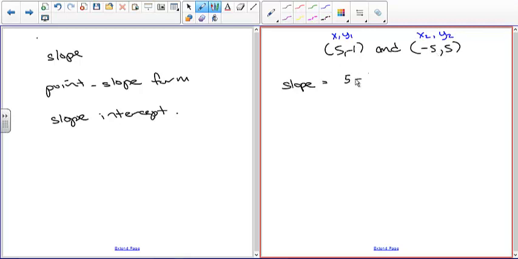So the slope is 5 minus a negative 1, and the denominator is negative 5 minus 5. Here you've got 5 minus a minus 1. Well, that's positive 1, so you get 6. And here we have negative 5 minus 5, which is negative 10. You simplify it by dividing both the numerator and the denominator by 2, so you get negative 3/5. So that's the slope.